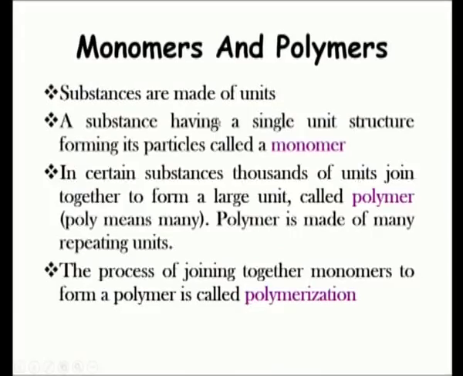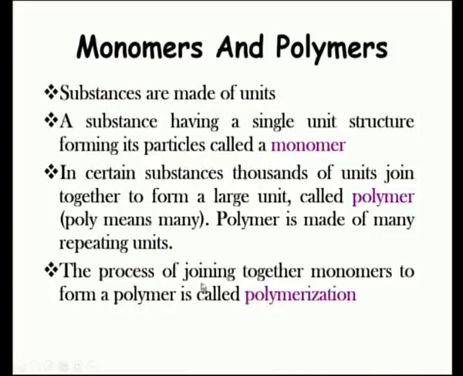Before we start with fiber or fabric, we will find out what a monomer and a polymer are. Any substance is made up of small units. A substance having a single unit structure forming its particle is called a monomer. When thousands of units are joined together to form a large unit, it is called a polymer. Poly means many. A polymer is made up of many repeating units of monomers. The process of joining monomers together to form a polymer is called polymerization.